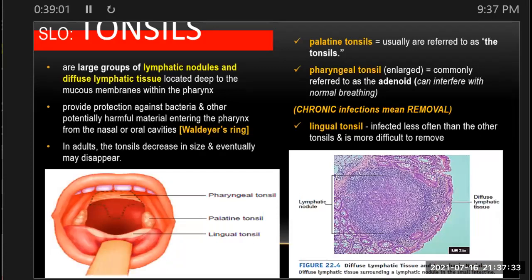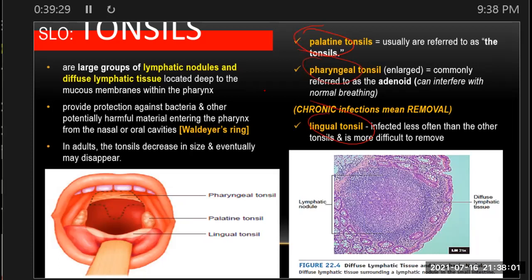We also have tonsils. Tonsils are a large group of lymphatic nodules and diffuse lymphatic tissue deep within the pharynx. They provide protection against bacteria and other potentially harmful material entering the pharynx from the nasal or oral cavities, the Waldeyer's ring. And then we have three types: the palatine, pharyngeal, and the lingual.